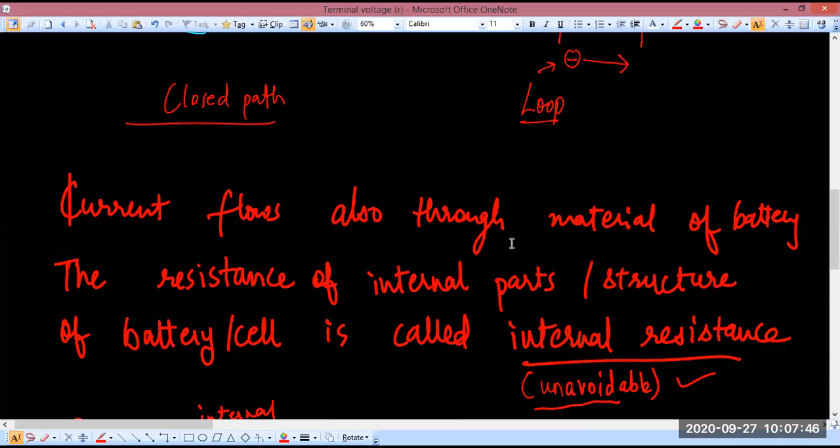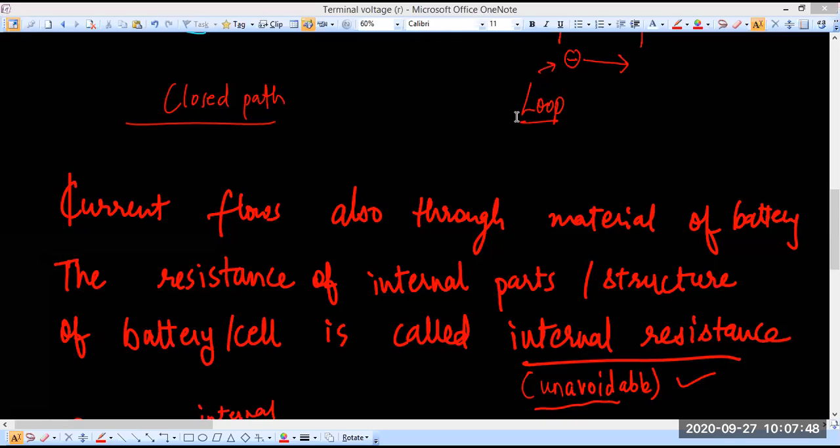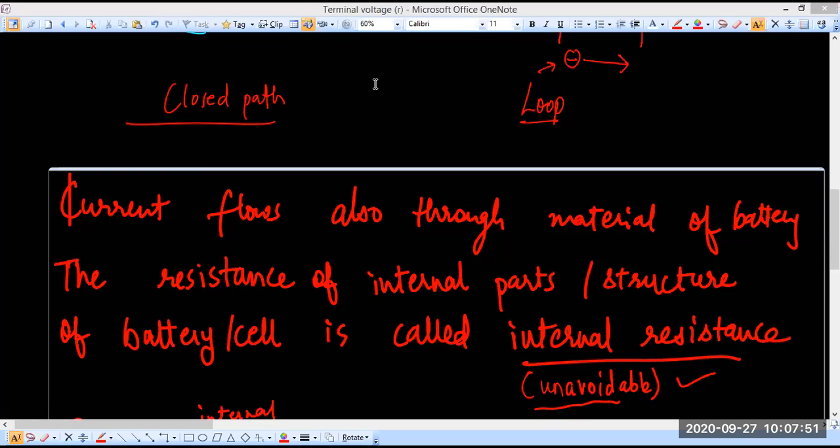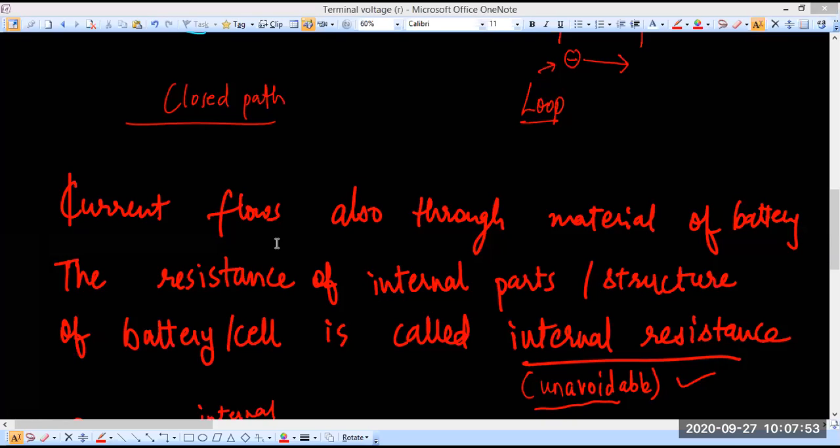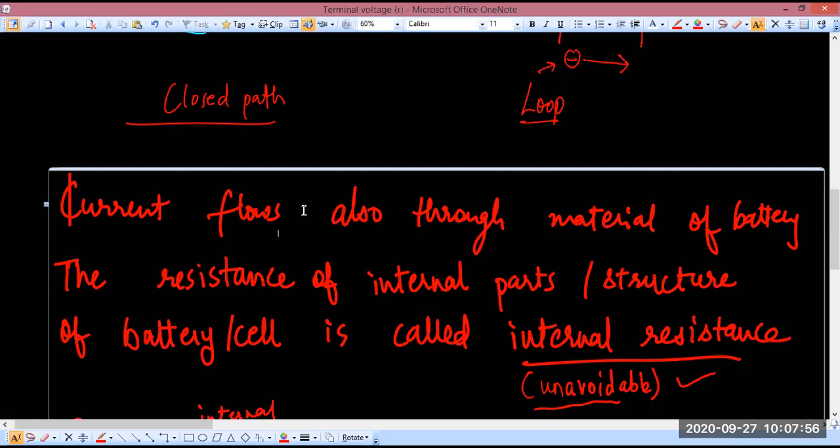Okay, everyone, I hope you all are back. Let's start. Okay, right. Now we are going to talk about EMF, right? So let's start with that.